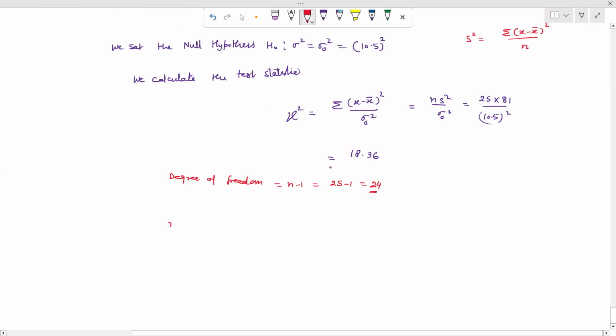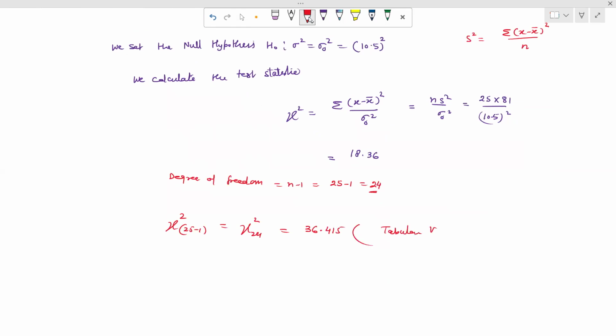सो व्हाट इज द वैल्यू ऑफ काई स्क्वायर एट 24 डिग्री ऑफ फ्रीडम. So you can write down here as 25 minus 1 because we see that n minus 1. So this is काई स्क्वायर इंटू 24. तो ये जो वैल्यू है ये कहाँ से चेक करनी है हमें टेबल से. तो इसकी जो वैल्यू ये होगी टेबुलर वैल्यू. तो टेबुलर वैल्यू इसकी है हमारी 36.415.